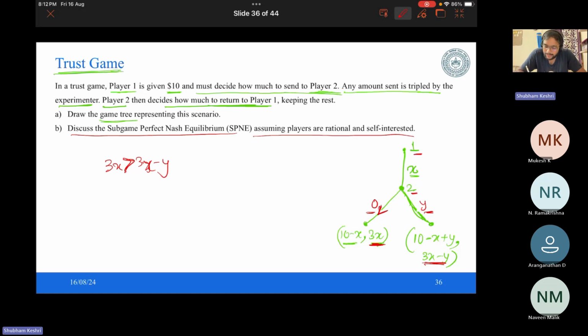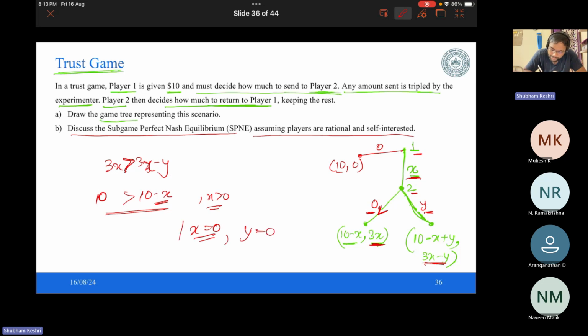Now player 1 knows that if he gives 0, then his utility will be 10 and the utility of the other player will be 0. This is the other strategy of player 1. Player 1 knows that player 2 will actually play 0. So what is better, 10 or 10 minus x? 10 is always greater than 10 minus x when x is greater than 0. Therefore, he will not give anything to player 2. His strategy will be x equals 0, and y equals 0 for player 2. Any questions? And this is the subgame perfect Nash equilibrium.